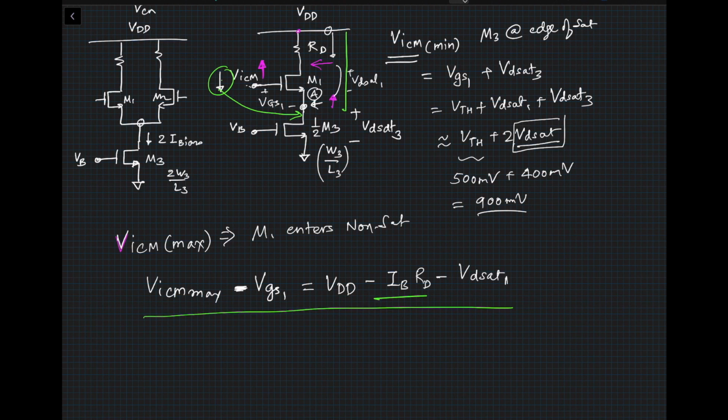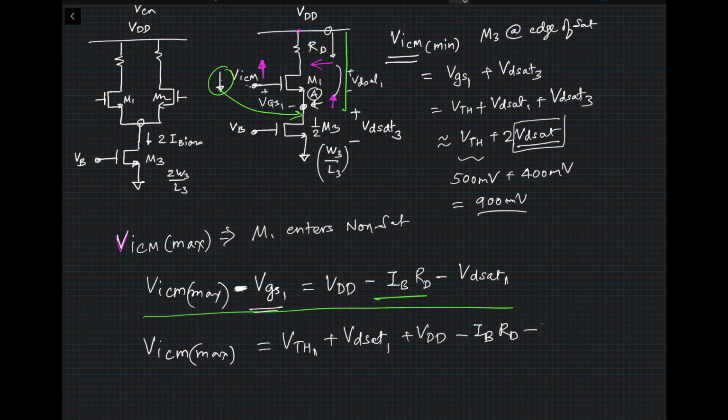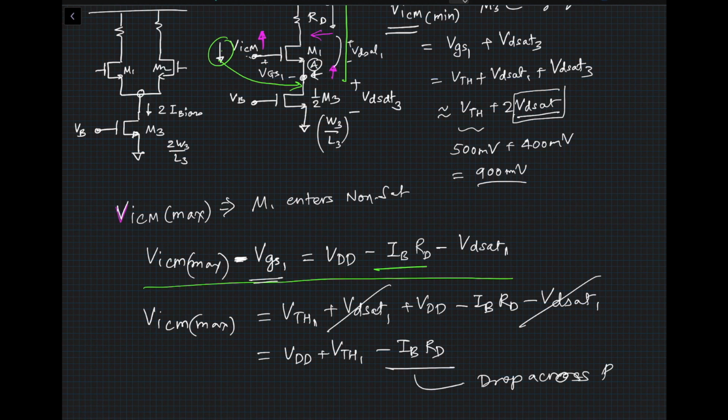If this is the case, then we can rewrite VICM max, which is what we are trying to figure out. VGS1 will go on the other side, so VICM max will be equal to VGS1, which is VTH1 plus VDSat1, plus VDD minus IBRD minus VDSat1. This is your drop across the resistor.